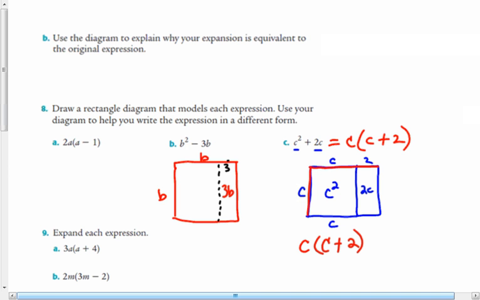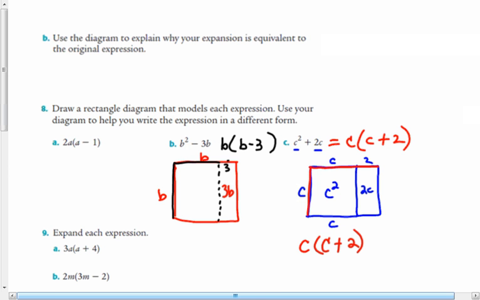So now we want to write that in a different way. And the way we can do it is by using the dimensions here. We could write it as the length right here, this b, and then we can multiply by this distance right here, which is 3 less than b, minus 3.